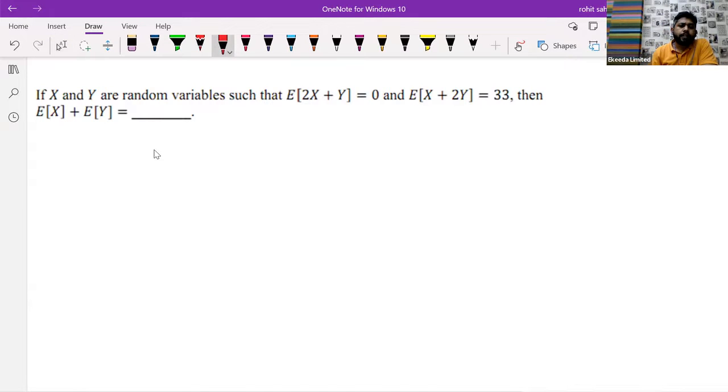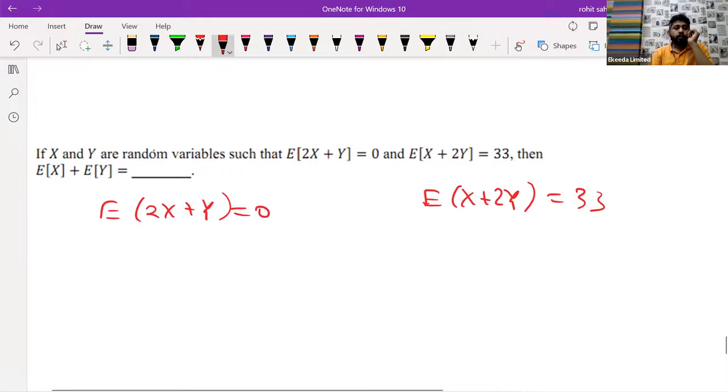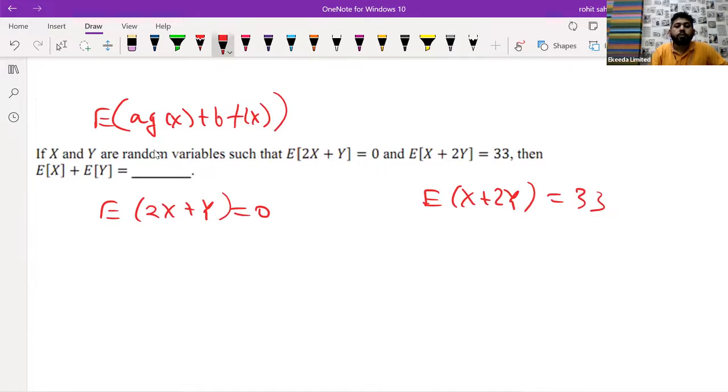Let's do this one. It says that x and y are random variables. E of 2x plus y should be 0, and E of x plus 2y should also be 33. So like we have already seen, you saw an expression, a times g of x plus b times f of x, let's say. So you can say this is a times the expected value of g of x plus b times the expected value of f of x, right?